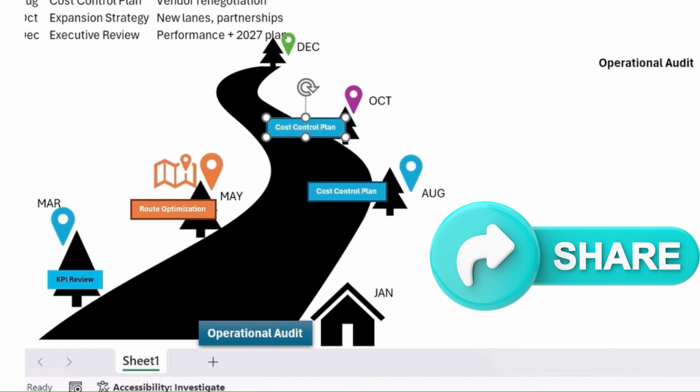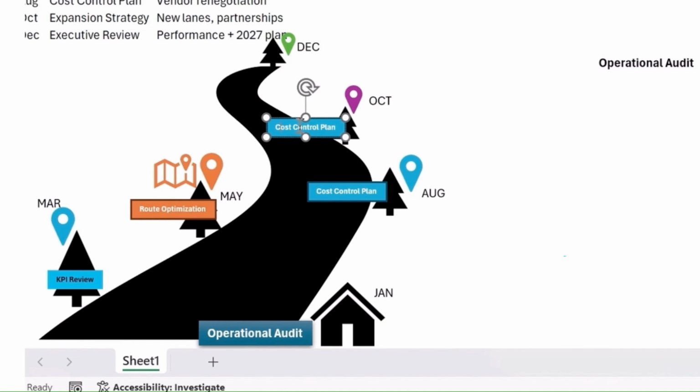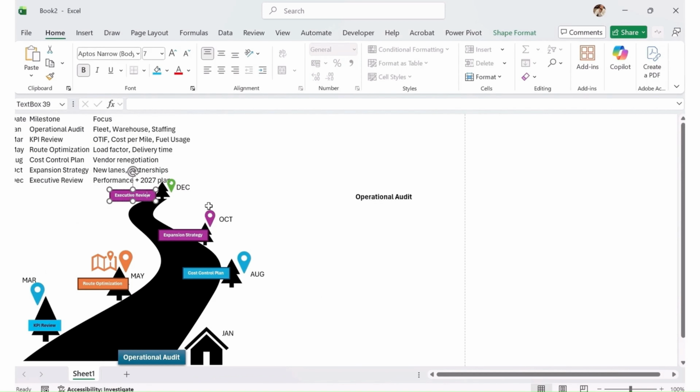And then here in October, we want to add an expansion strategy. Let's select this and move it like this. Click here, shape format, go here, change this. Okay, let's once again Control C, Control V, go here. Perfect. And here we'll say execution kind of thing. So this is your execution review. Perfect. So this is the overall milestone we have added, and this is the final color over here.